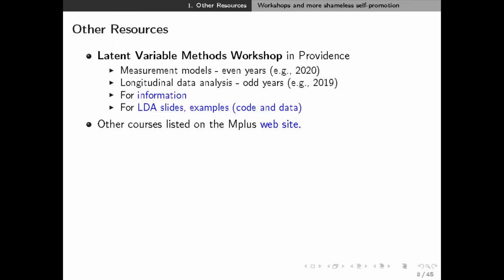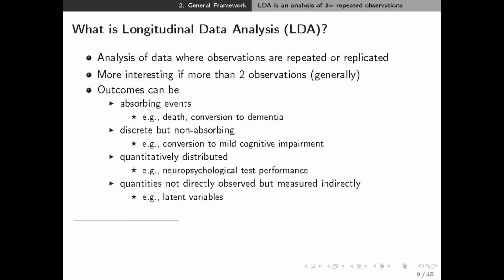Tonight, I'm just going to give you a Bengt Muthén style survey of all the cool things we can do with Mplus and longitudinal data analysis. So what's longitudinal data analysis? Longitudinal data analysis is analysis of data where you have observations on people that are repeated or replicated. It's usually more interesting when you have more than 2 observations per person.